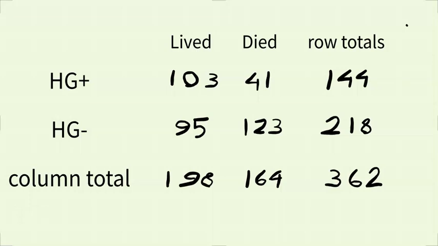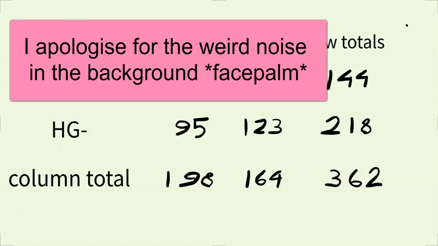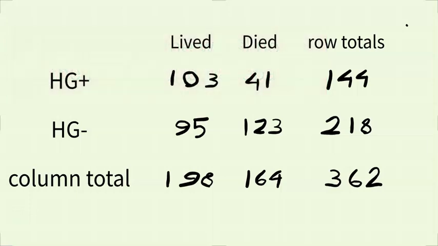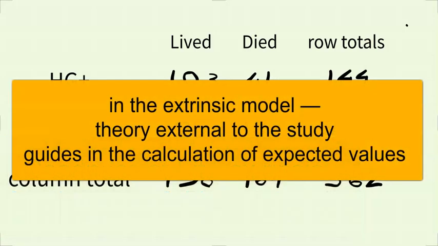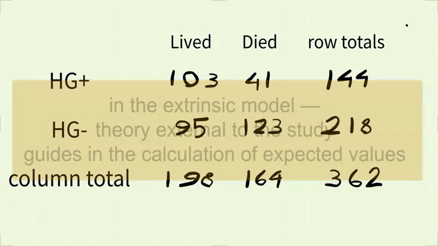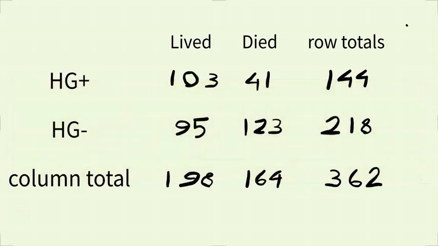Okay, so let's talk about the chi-squared contingency table. Unlike the goodness of fit chi-square test, which uses the extrinsic model, that is, it has theory external to the study which guides us in the calculation of expected values, we don't have that here. So the contingency table uses the intrinsic model. What this means is that basically we have to calculate our expected value.